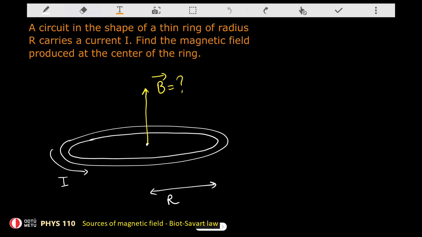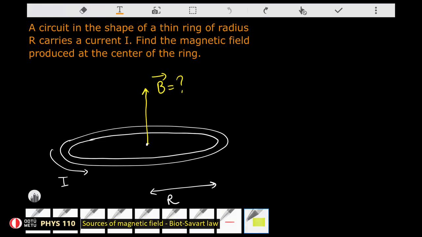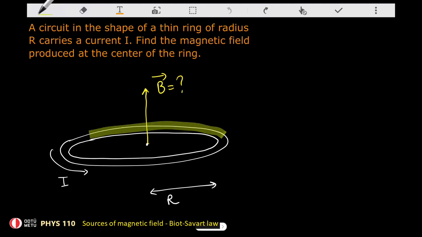As the second application of the Biot-Savart law, I'm going to solve this problem. Here we have a circular circuit, a ring which carries a current I, and the radius of the ring is given as capital R, and we would like to compute the magnetic field at the center.